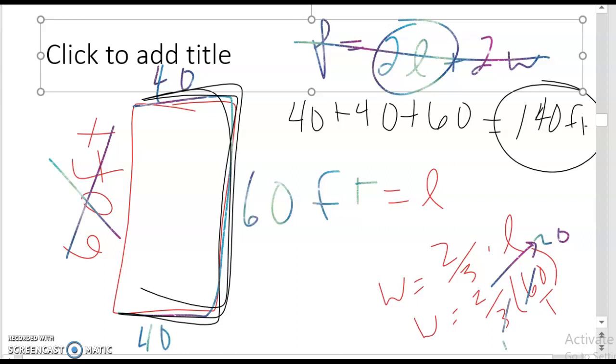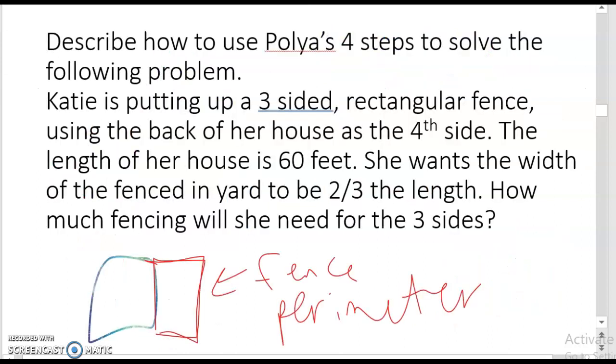Now go back, right? Part of this was go back and figure out if this makes sense. I just said that she's going to need 140 feet. Does that make sense in this problem? We're talking about a fence. She only needs 3 sides. The length, which is the long side, is 60 feet. Does that make sense that the total, all 3 sides, is 140? Yep, that makes sense. I'm good to go.